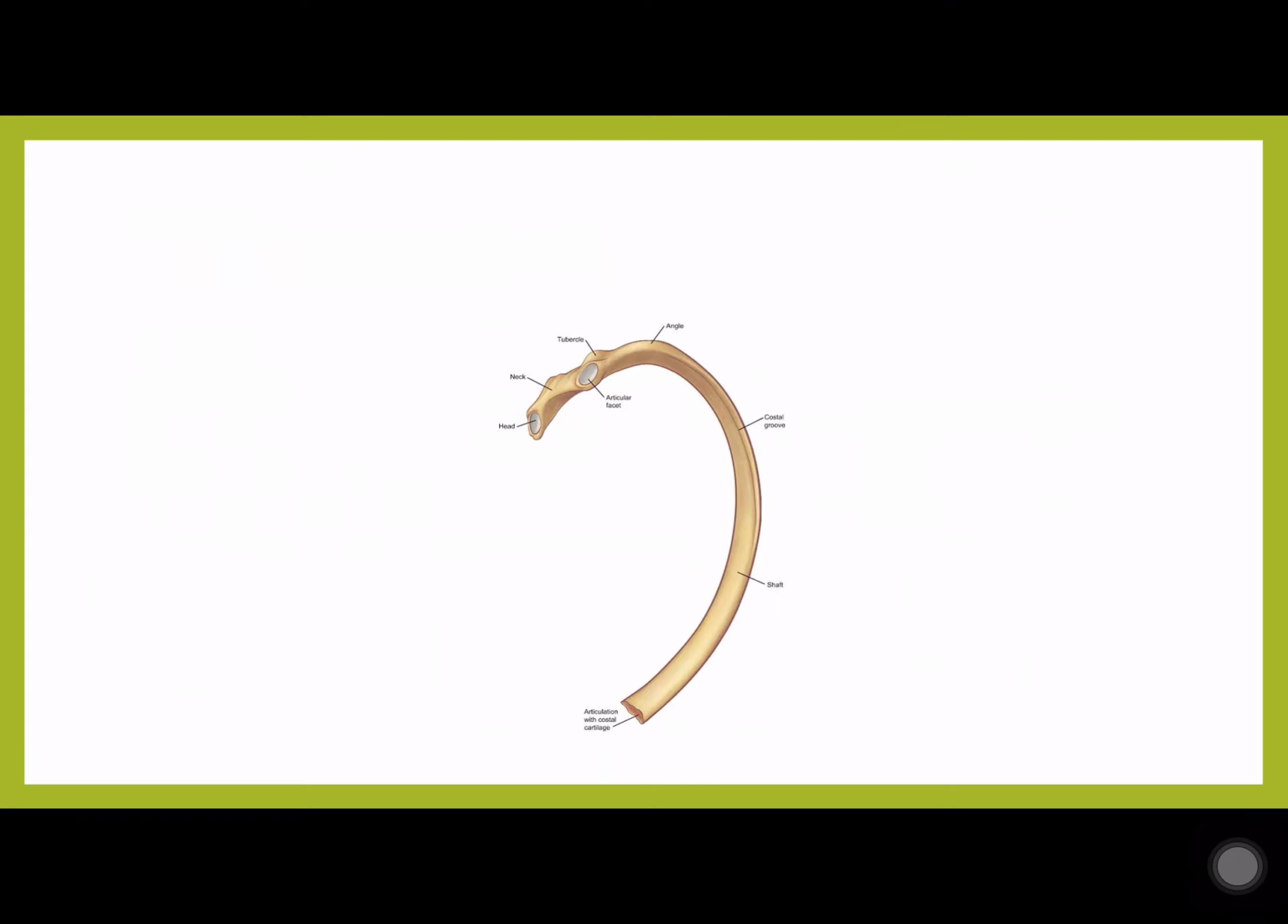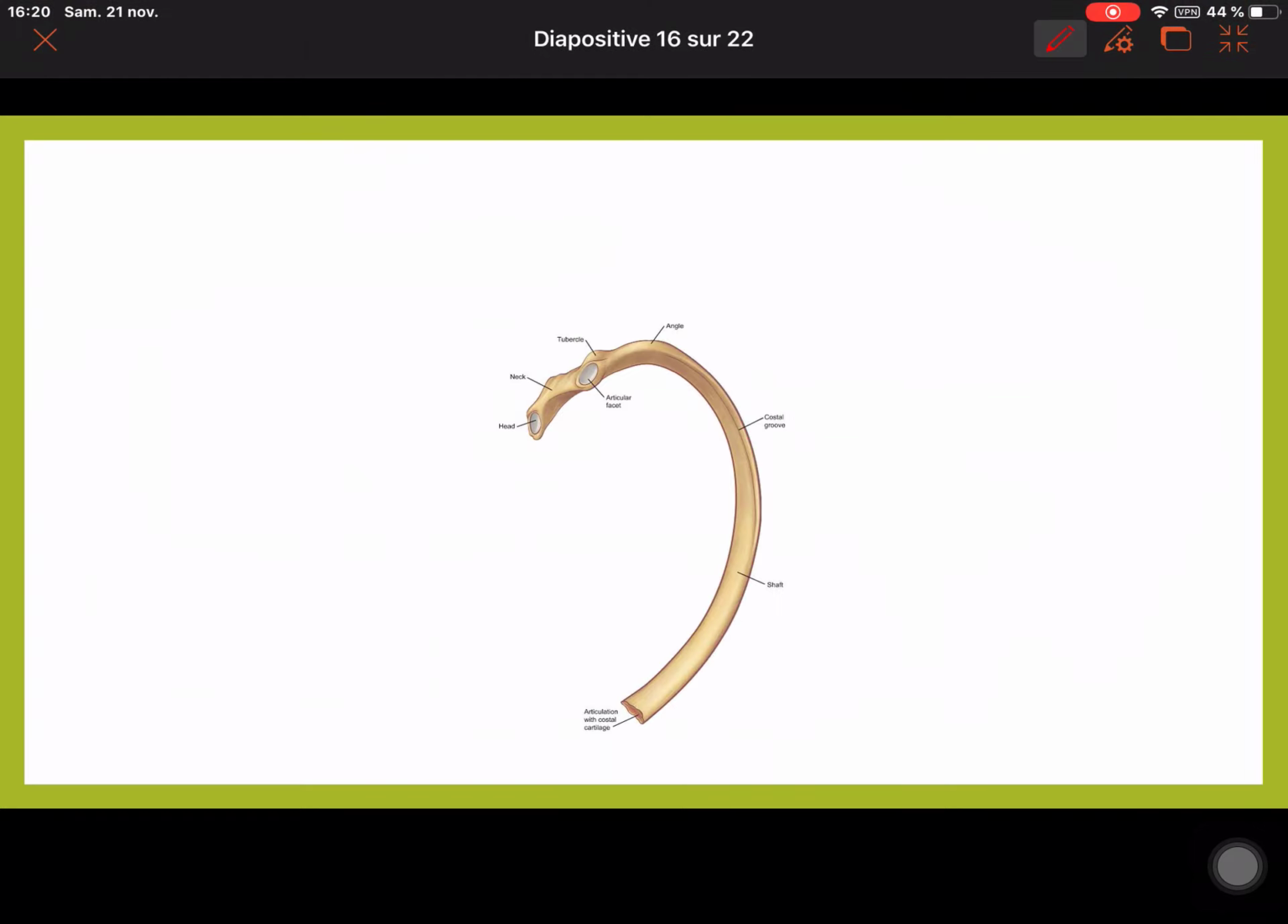Let's see it in the picture. This is a typical rib here, and this is its anterior portion, which is joined by the costal cartilage with the sternum. The posterior portion is formed by the head, neck, tubercle, and we have many features. One of these features is the body or the shaft. Also, we have the angle and the costal groove.